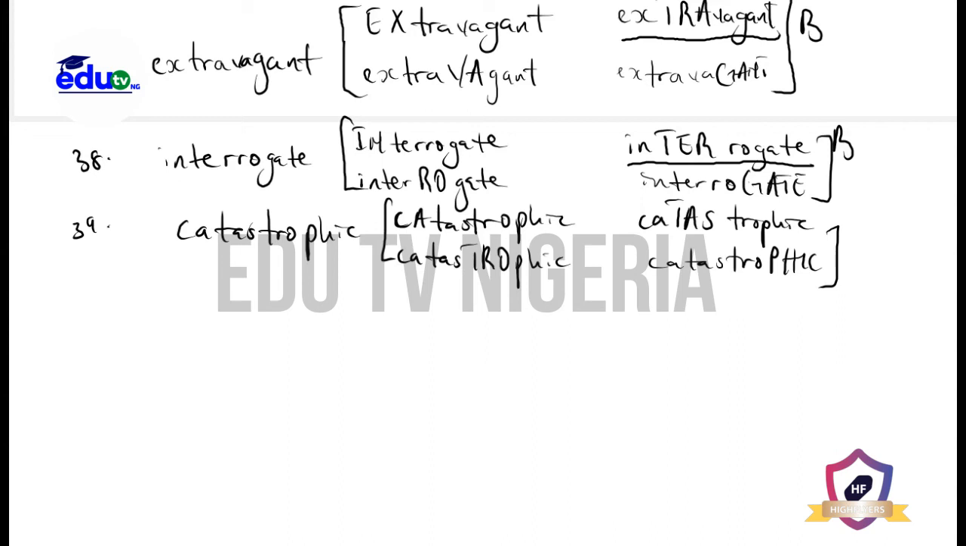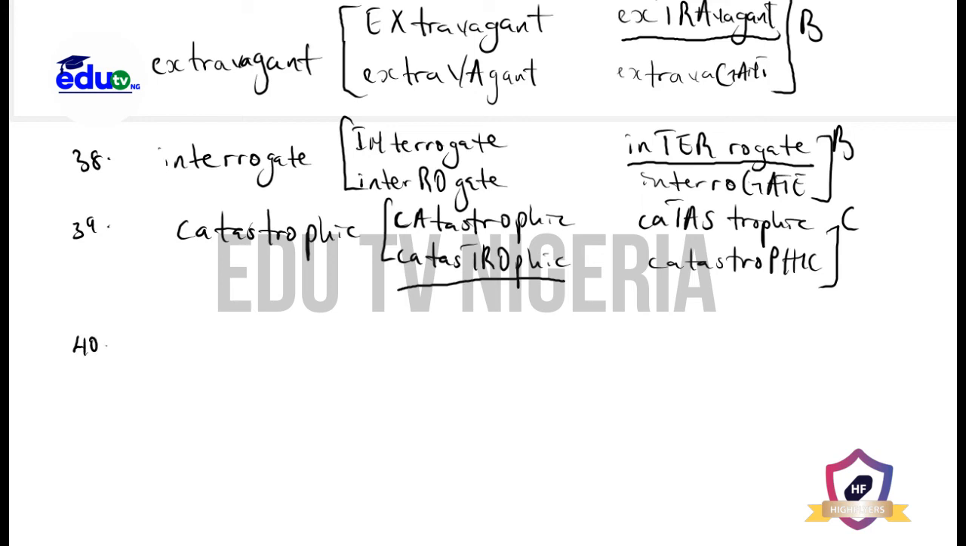Is the word catastrophic, or catastrophic, or catastrophic? I'll go over it again. Is it stressed on the first syllable, the second syllable, the third syllable, or the last syllable? The word is usually stressed on the third syllable, so it's catastrophic. Option C is the correct answer.